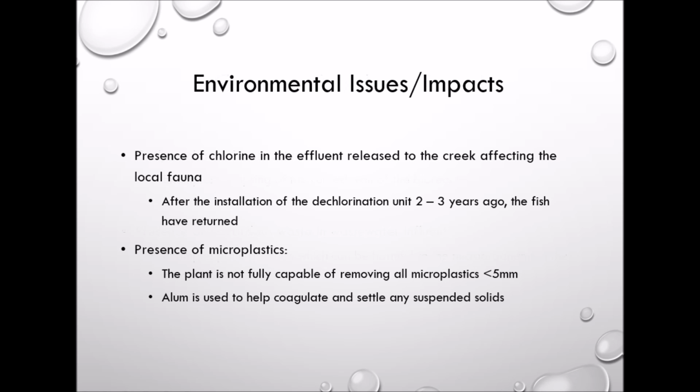The Cleveland plant also has to mitigate environmental issues. For example, the dechlorination unit was installed 2 to 3 years ago to reduce the chlorine content being released into the creek. Once installed, there was an increase in the fish population near the creek outlet, which had previously migrated upstream. Another emerging environmental issue is the increasing concentrations of microplastics in wastewater. The Cleveland plant is not capable of removing microplastics which are less than 5 millimeters in size. Although alum addition helps with settling out the microplastics, they are not fully removed in this process.